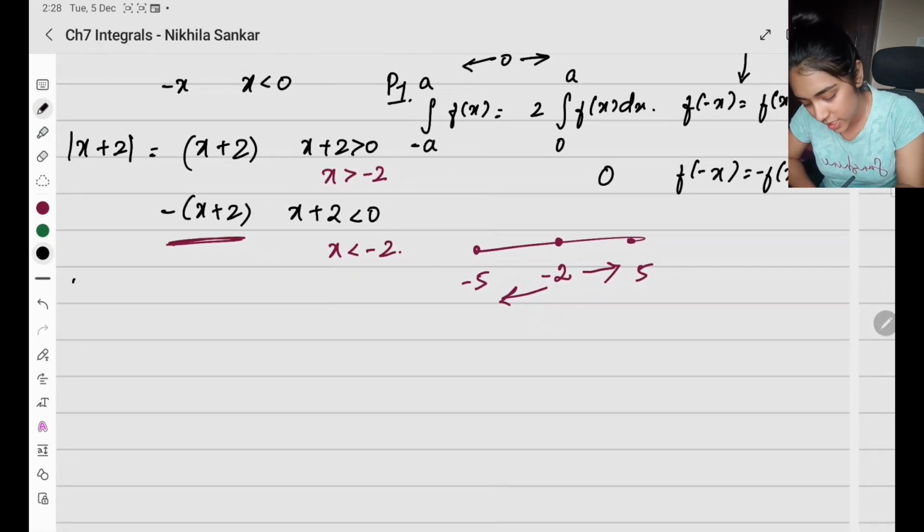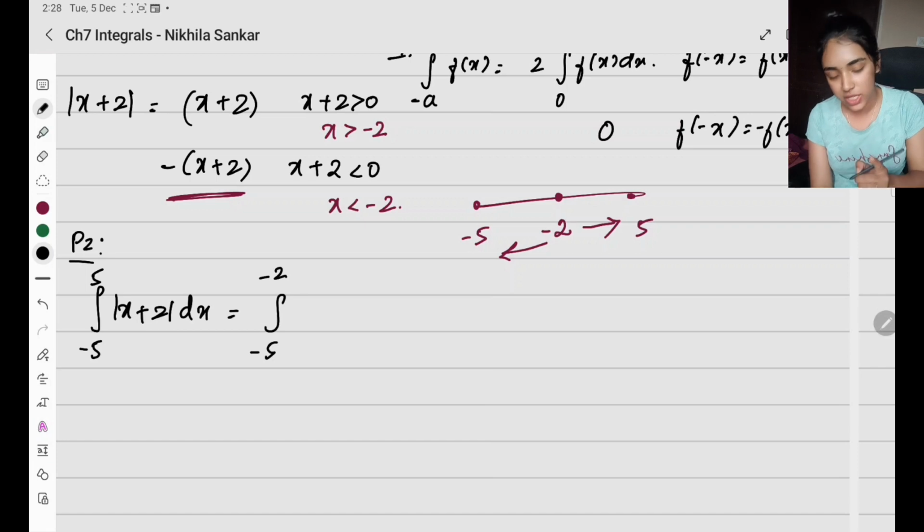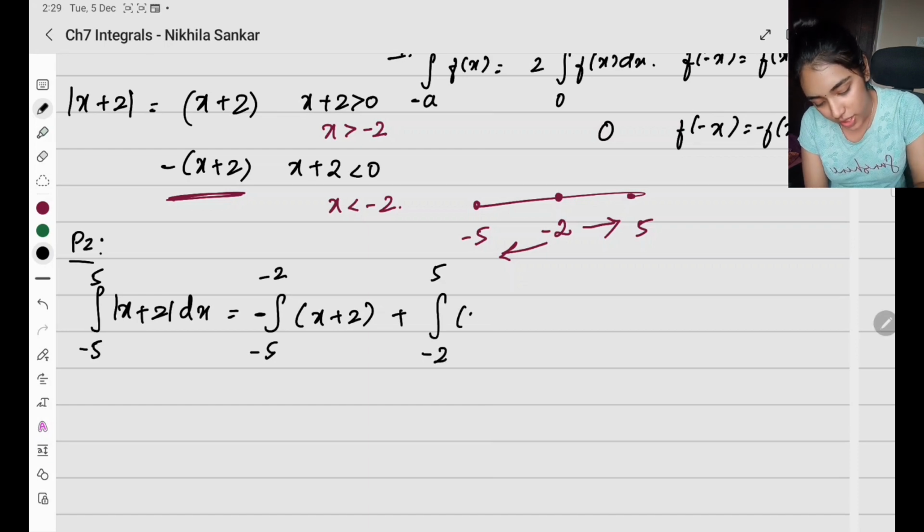So when I use property number 2, the integral from minus 5 to 5 of mod x plus 2 times dx becomes the integral from minus 5 to minus 2, where it is going to take negative values, so minus of x plus 2, plus the integral from minus 2 to 5, where it is going to take positive values, so x plus 2 times dx.